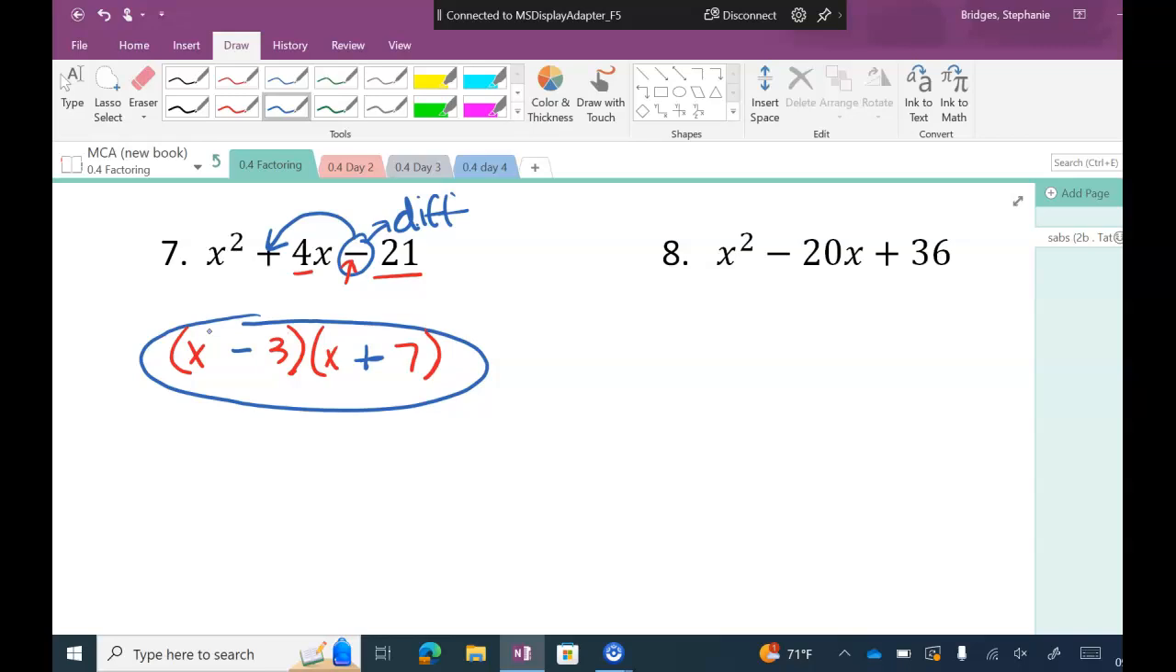Pretty good? Okay. All right, number 8, x squared minus 20x plus 36. Again, there is no GCF. I have nothing that I can pull out, so I want numbers that multiply to give me 36, and this time I want them to add to give me 20. We just made our list a minute ago, but I erased it. 2 and 18, yep.